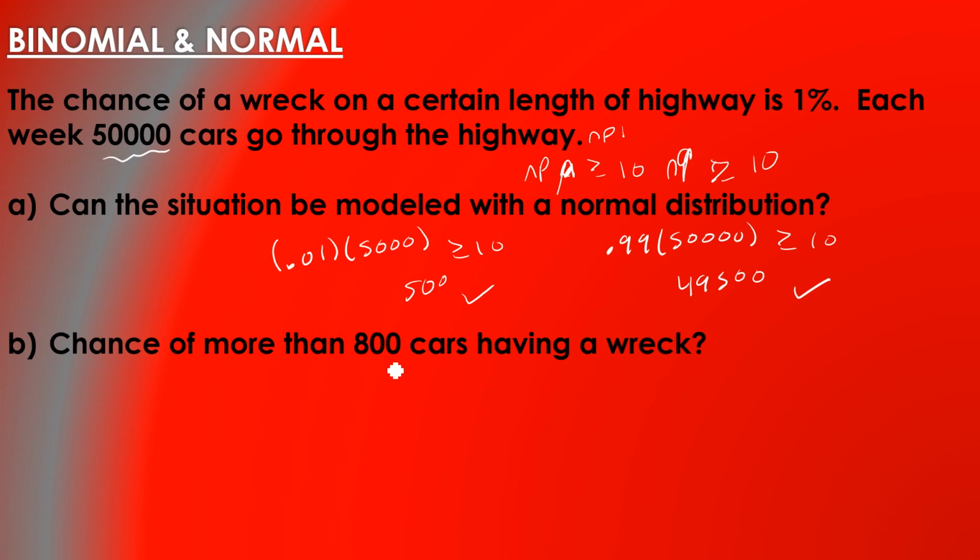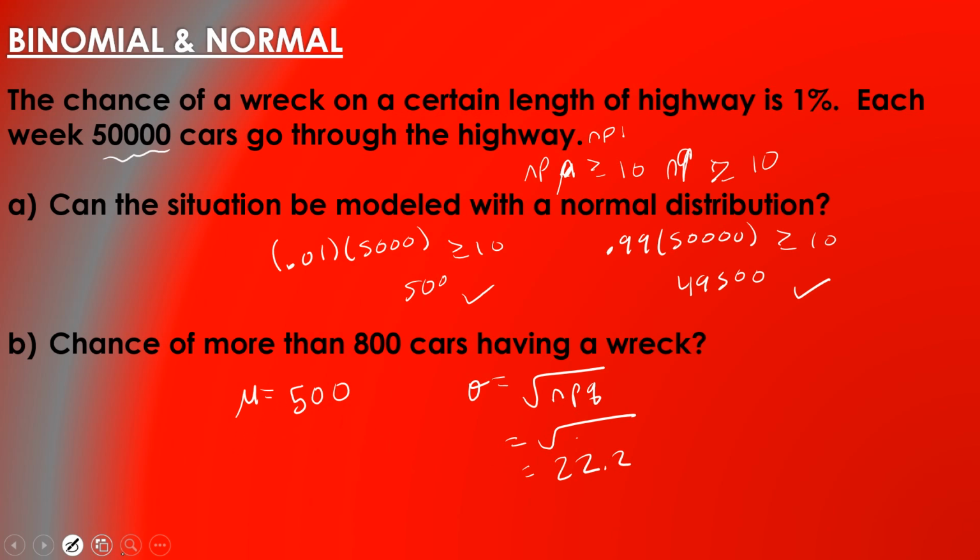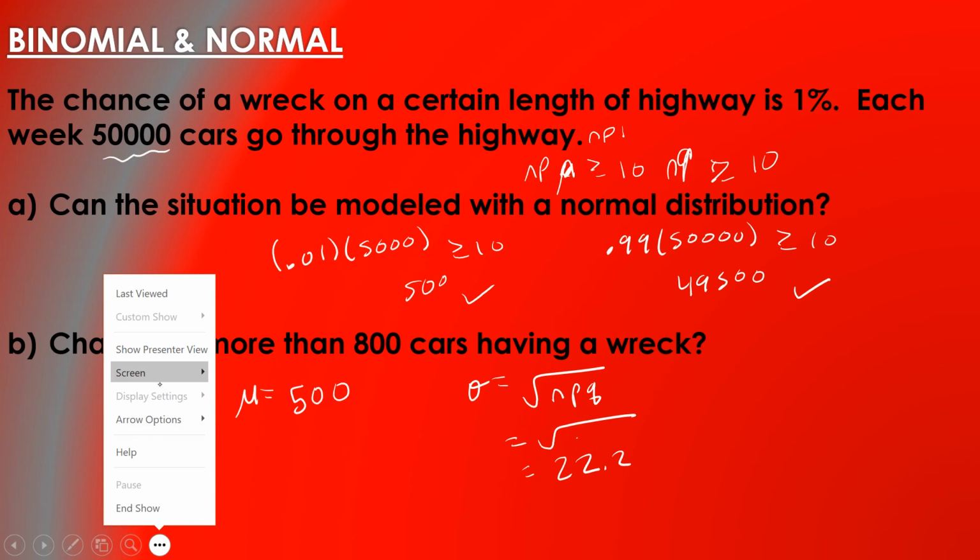So what's the chance of more than 800 cars having a wreck? So I need my mu. My mu is 500. My standard deviation is going to be the square root of NPQ. So that's going to be the square root of 500 times 0.99, since Q is 0.99. So my standard deviation is 22.2. So we'll put in all that information.